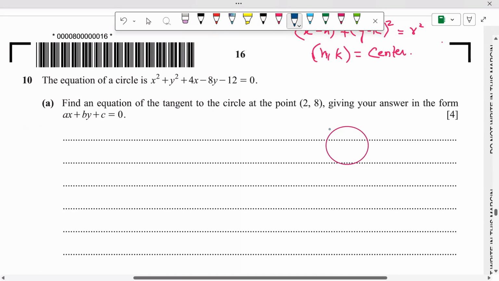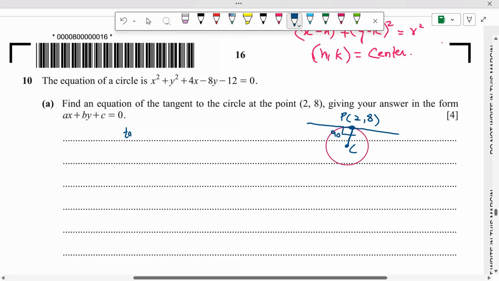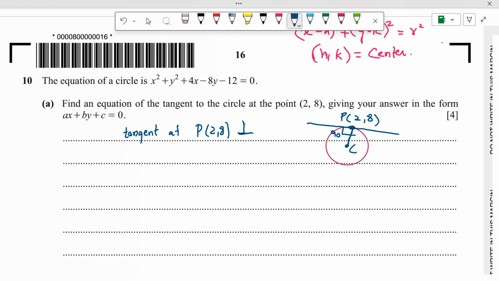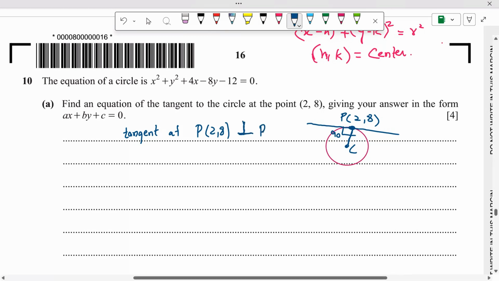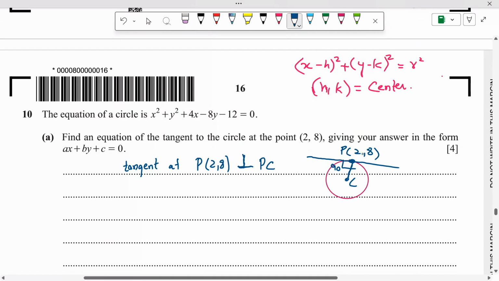First concept you should know: if there is a tangent on the circle and this is the point (2, 8), and this is the center, then this line PC is perpendicular to the tangent. The tangent at P = (2, 8) is perpendicular to PC. This is the concept you should know. We need to find the equation of the tangent.